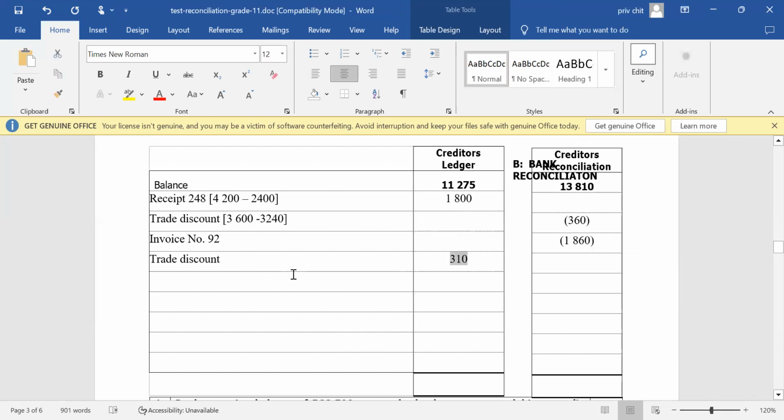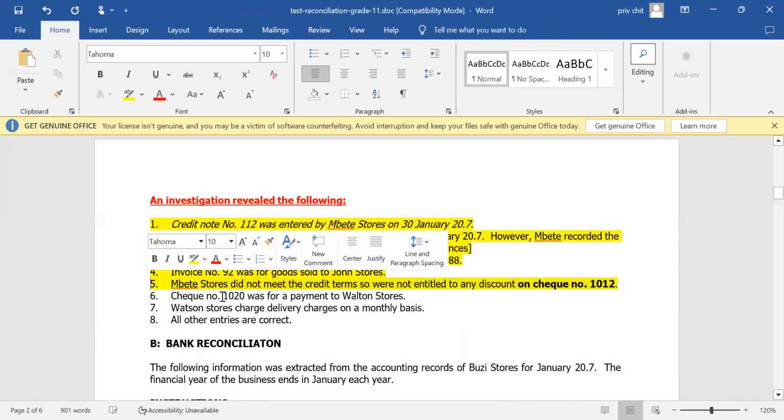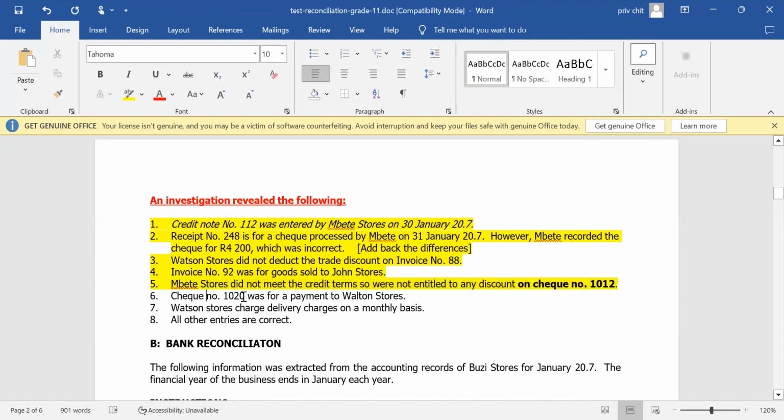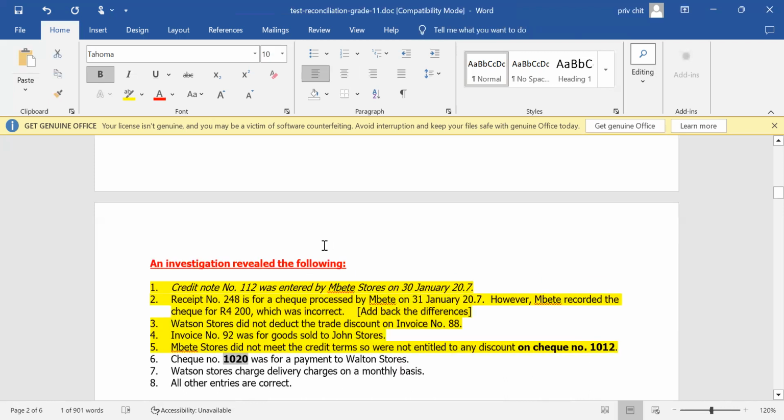Okay, the next transaction. Let's do the next one. Check number 1020 was for payment to Walton Stores. So we subtract the payment to Walton. Yeah. So let's check it.